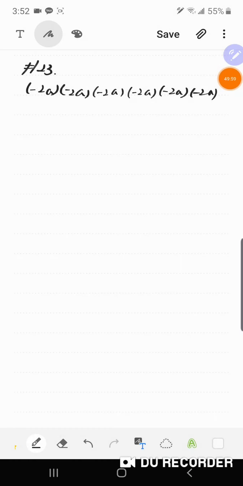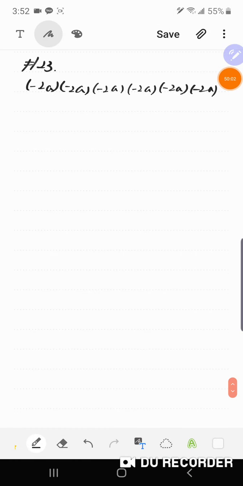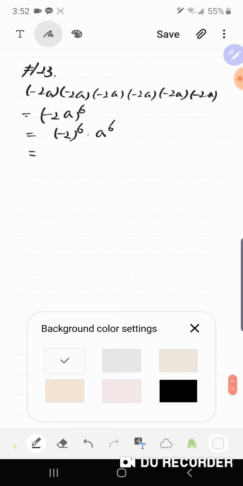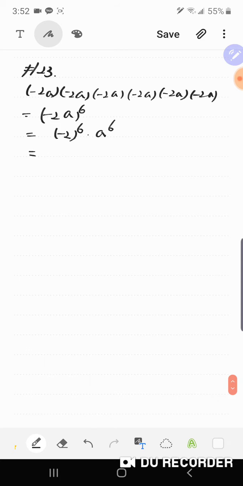Okay, number 23, negative 3 is multiplied. This means negative 2a is multiplied 1, 2, 3, 4, 5, 6 times. So we can write it as this. Then it will be negative 2 to the 6th power, then a to the 6th power. So negative 2 to the 6th power is 64, right? 64. And then the sign is negative. So this negative sign is multiplied 6 times. So the sign will be positive 64, a to the 6th power.